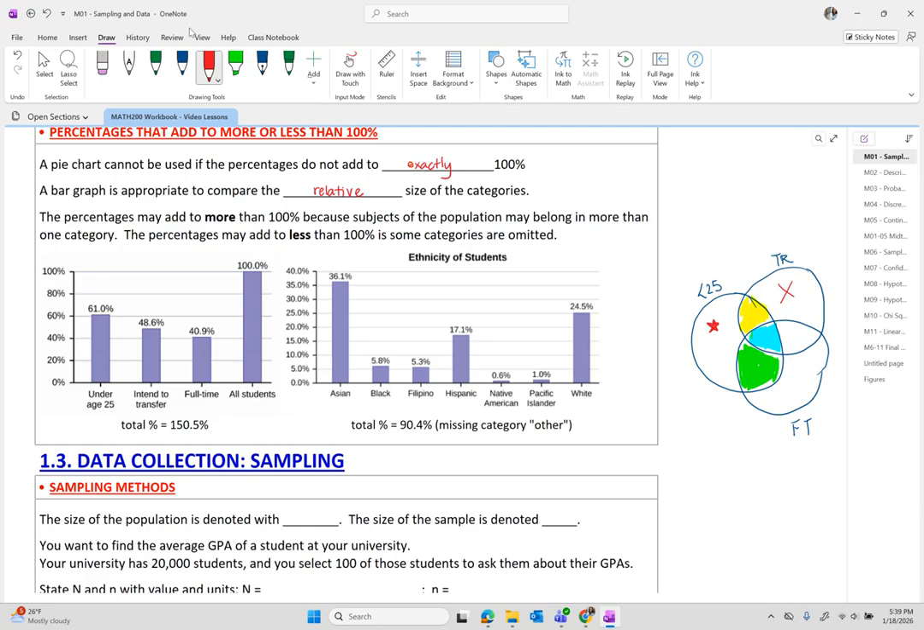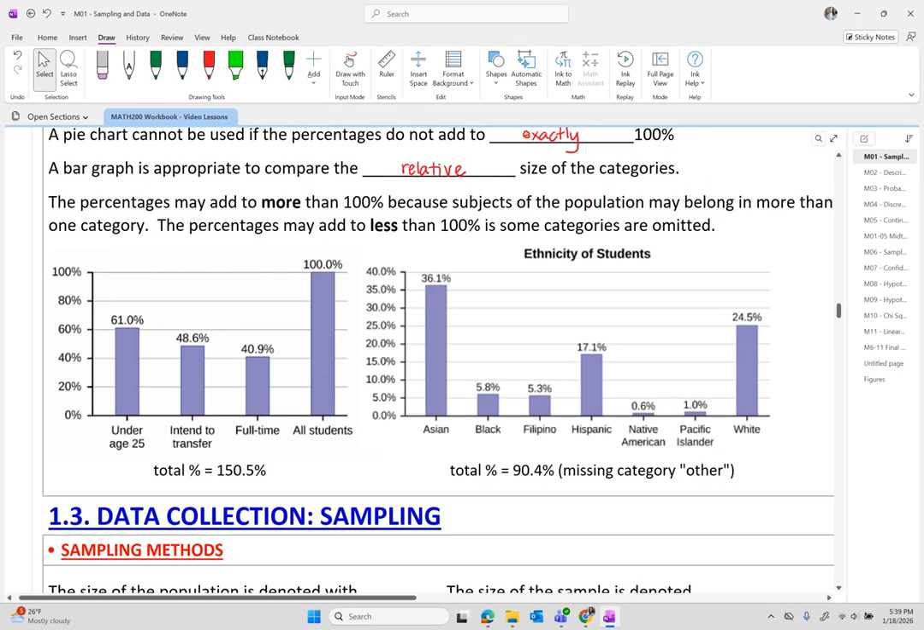Also, in the example for the ethnicity of students, if the other category was not there, we would have a total percentage of less than 100, which means that there are categories that are missing. There are students who have not been identified, or there was not a question that included everybody. So these students were not included in the study.